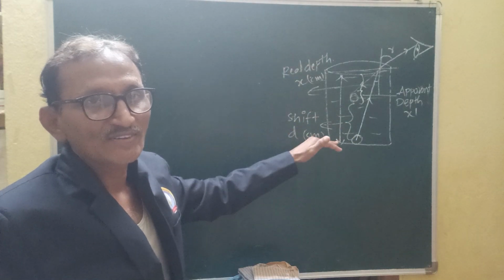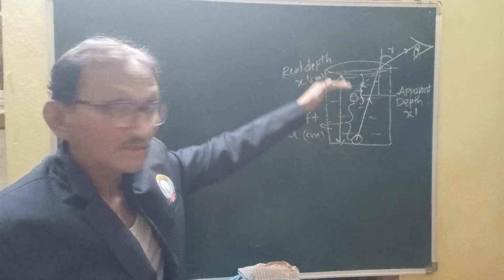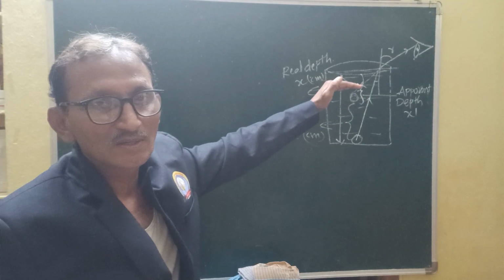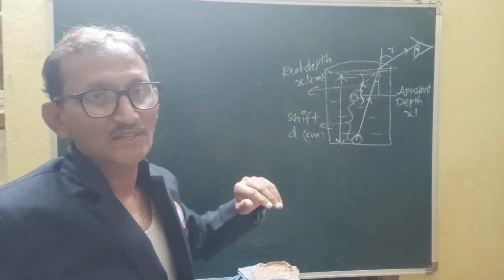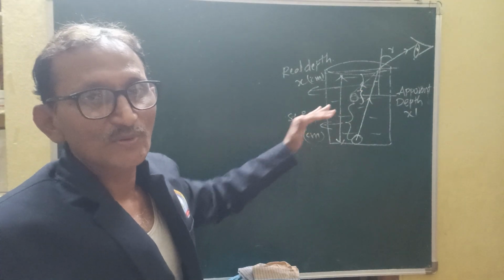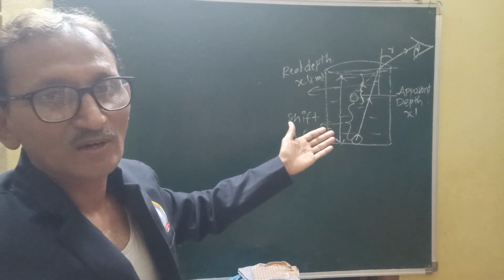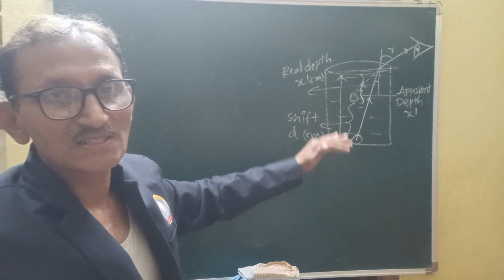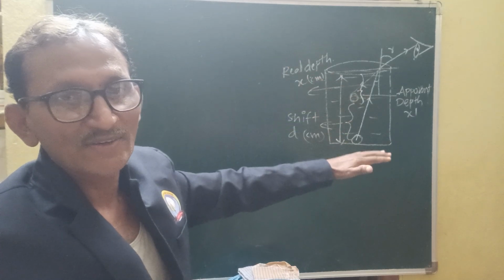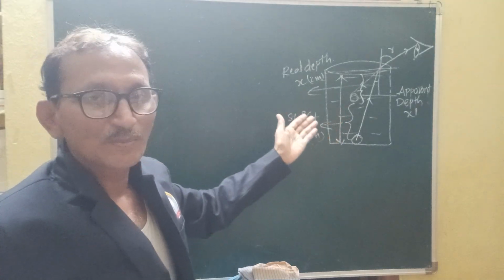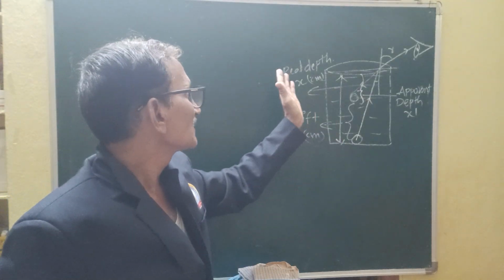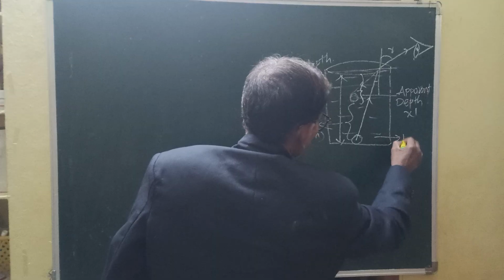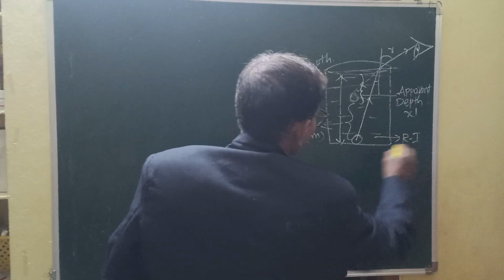Suppose the real depth of the water is 10 centimeters, and the apparent position of the coin from the surface is 8 centimeters, for example. Then what is the shift in the position of the coin? The shift is 10 minus 8, 2 centimeters. Here 10 is the real depth and 8 is the apparent depth. So the shift in the position of the coin is equal to real depth minus apparent depth.